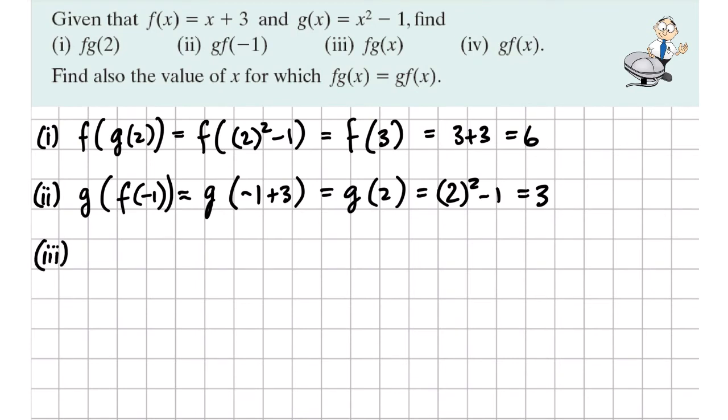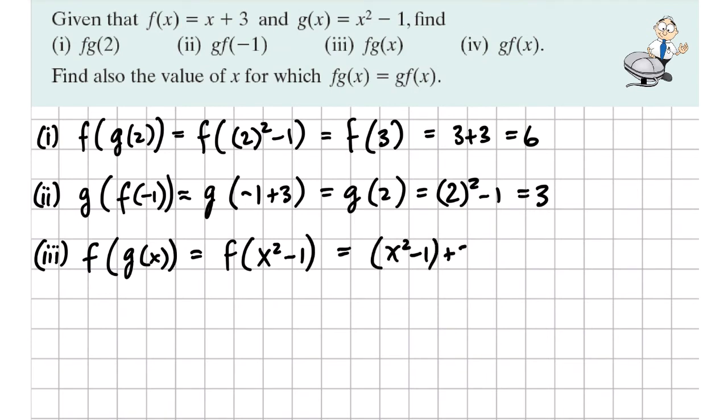Example 3, fg of x. So this time we're getting g of x first. g of x is just x squared minus 1. So it's f of g of x. So we're putting the x squared minus 1 into the f function. So that's x squared minus 1 plus 3. We add 3 to negative 1, we get plus 2.